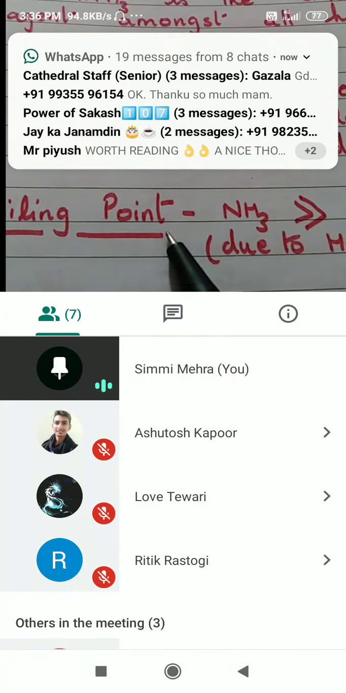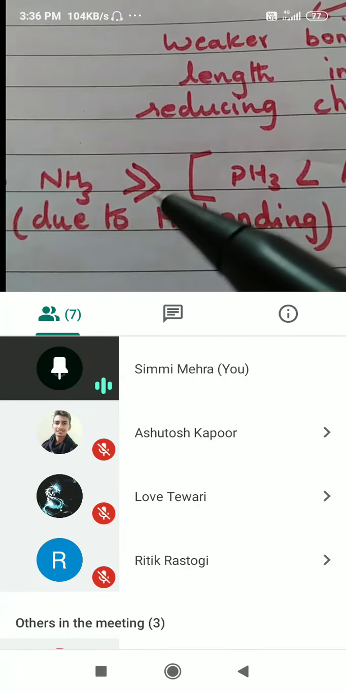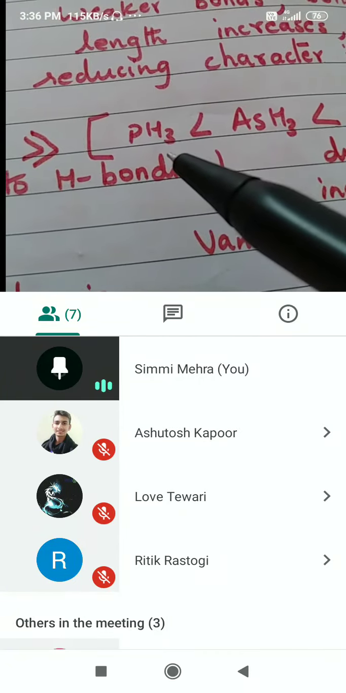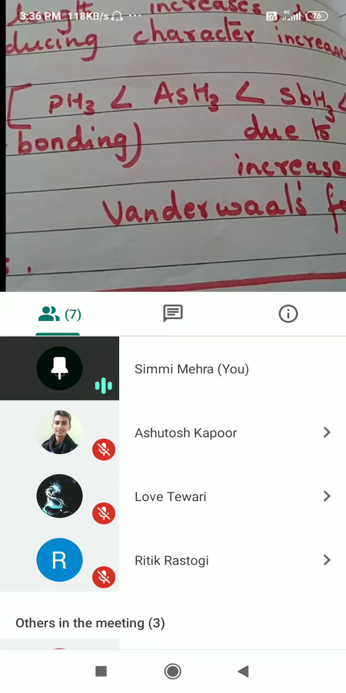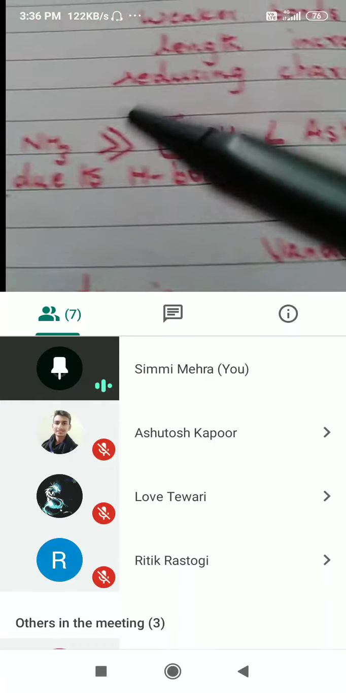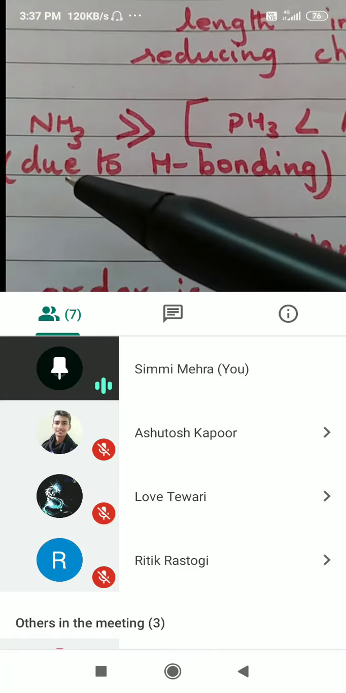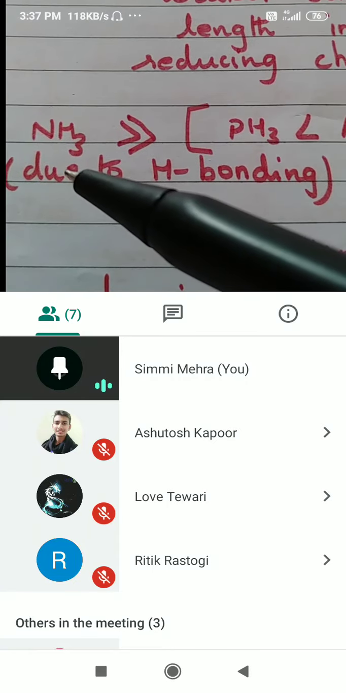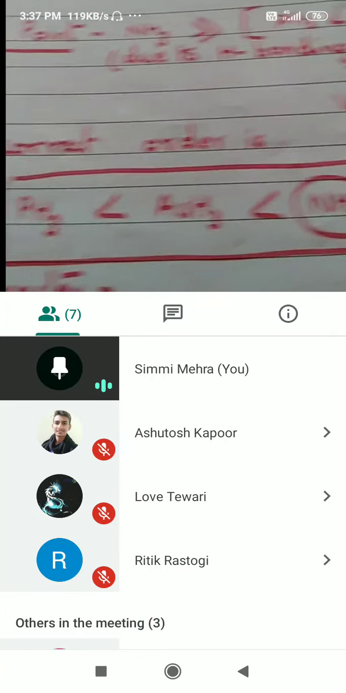Alright, now boiling point. Let us see. Very interesting. Ammonia has a very high boiling point. This means much greater than phosphine, arsenic hydride, antimony hydride, and bismuth hydride. Why is it like this? All of these have van der Waals forces, but ammonia can form hydrogen bonding. Due to the presence of hydrogen bonding, ammonia shows an exceptionally high boiling point as compared to phosphine, arsenic hydride, antimony hydride and bismuth hydride.